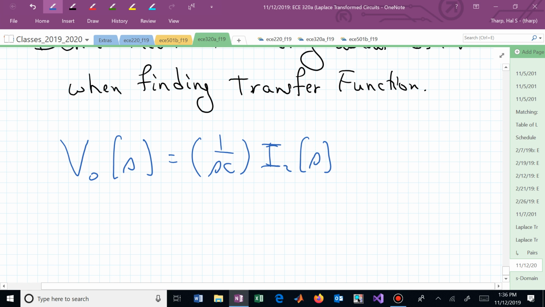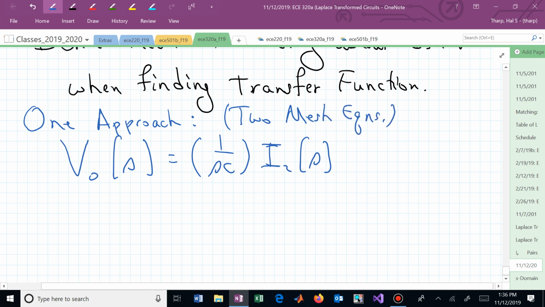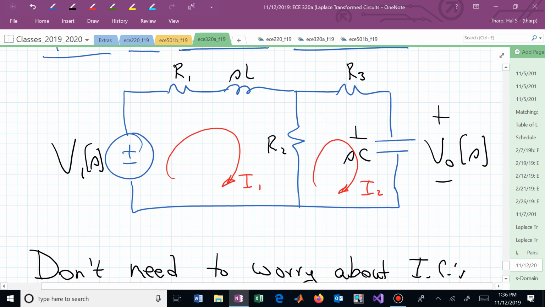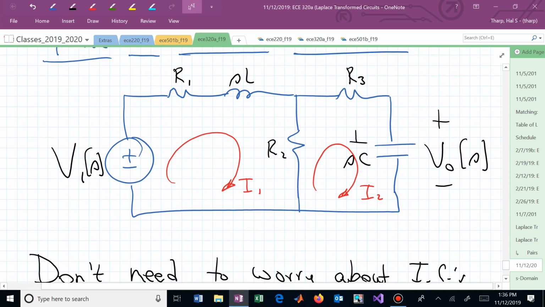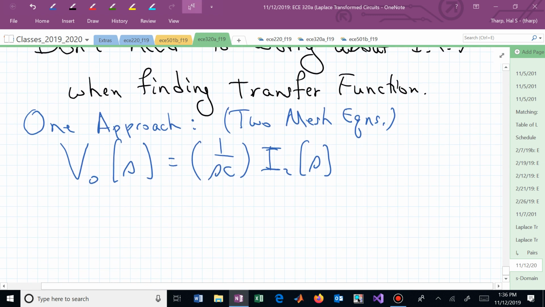If one approach, I should just say that you could solve this many different ways. Here we're saying two mesh equations because that circuit was planar. No wires crossing. We can use mesh analysis. We now have V sub 0 is equal to 1 over SC I sub 2 of s.